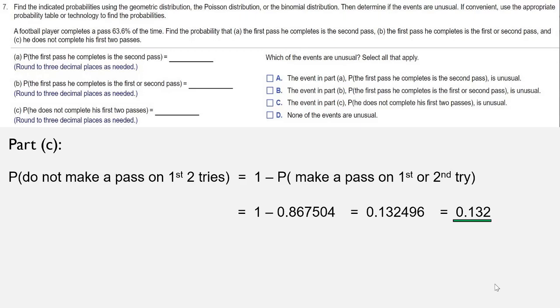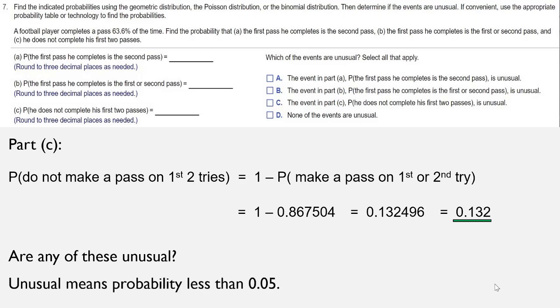The last thing we're asked is, are any of these events unusual? And remember, our criteria for being an unusual event is that the probability has to be less than 0.05. Well, were any of these probabilities less than 0.05 in part A or B or C? And the answer to that is no. None of them were. They were all in excess of 5%. So none of these are unusual, which is choice D. And that's your answer.